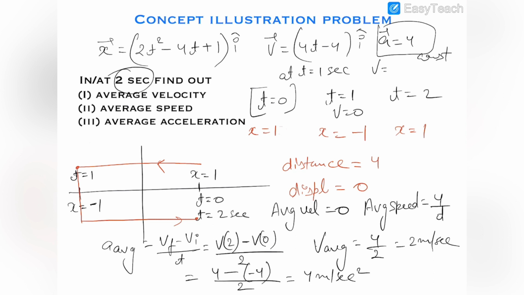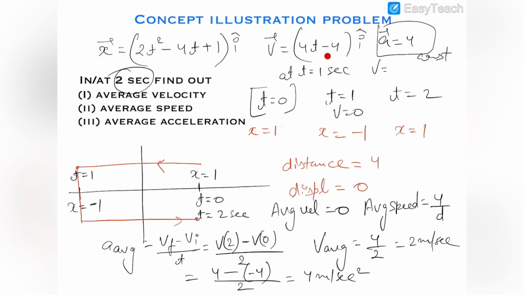So again, I am concluding this problem and repeating the highlights. First of all, you have to identify whether the direction would be changing in this problem or not, which you can identify by the negative sign. If there is any negative sign in the xt equation or vt equation, then you must check whether the direction is changing or not. Let's suppose this negative sign were positive. Then v would be 4t plus 4. Then velocity would never be 0.